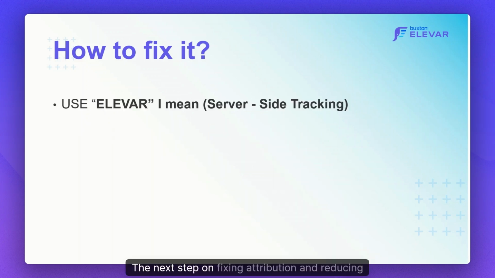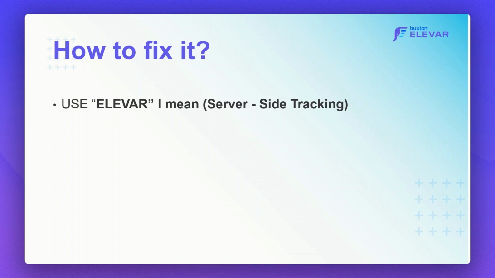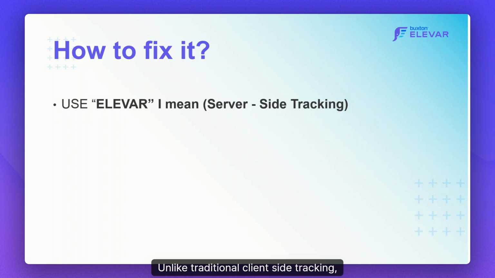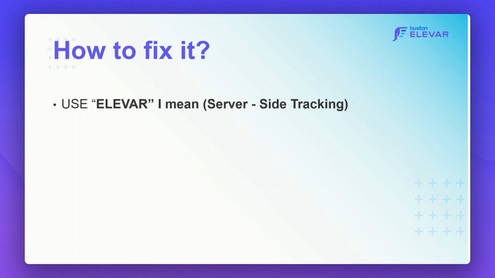The next step on fixing attribution and reducing direct non-traffic is something I strongly recommend, and that's server-side tracking. Unlike traditional client-side tracking, which relies on browsers and is often blocked or restricted, server-side tracking gives you control. This is where Elevar comes in.